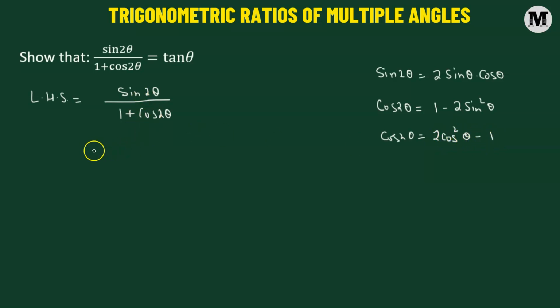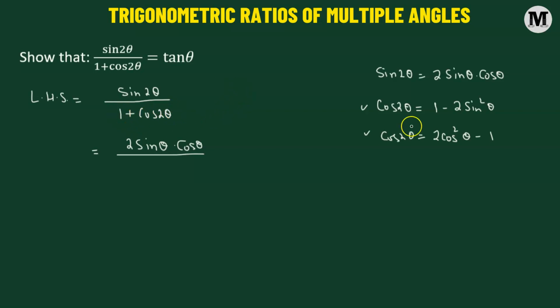Now, for the numerator part, that's fine. We can simply replace sine 2 theta with 2 times sine theta times cosine theta. We have a single formula. However, since cosine 2 theta has two forms here, we're going to choose one particular form such that this 1 gets cancelled out and the two terms in the denominator get converted into a single term.